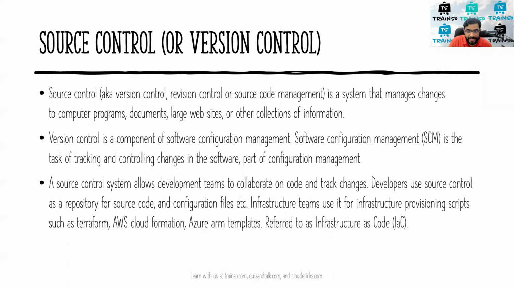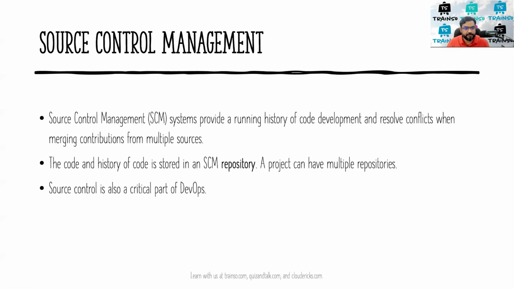So software configuration management is the task of tracking and controlling changes in the software, part of configuration management. A source control system allows development teams to collaborate on code and track changes. Developers use source control as a repository for source code and configuration files, etc. So is it only for developers? No. Infrastructure teams also use it for infrastructure provisioning scripts. Source control management systems provide a running history of code development and resolve conflicts when merging contributions from multiple sources.